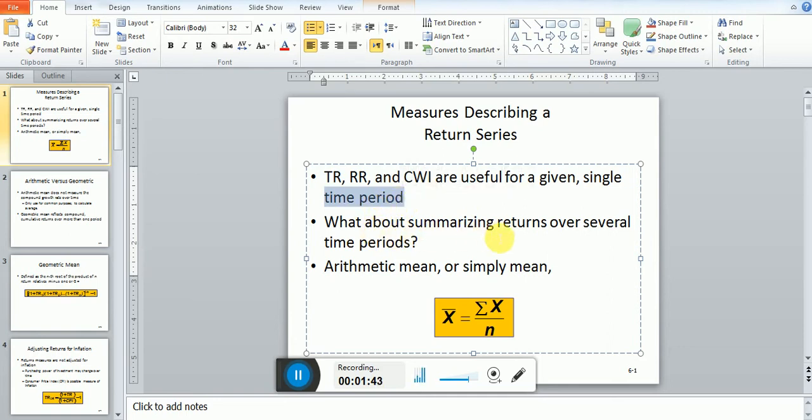What about summarizing returns over several time periods? Today, if you want to know the rate of return over a given period, if you want to check in the last 1 year how much is the average rate of return, then we use the arithmetic mean. These measures, if you remember, were just for a single time period. Now we try to know the average return across the period. So in very simple words, what is the arithmetic mean, or simply the mean?